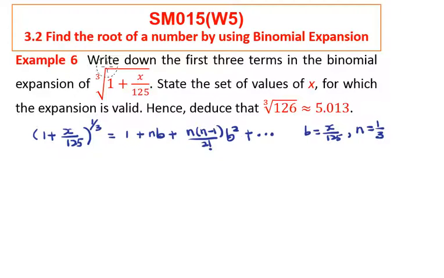Example 6. Write down the first three terms in the binomial expansion of the cube root of 1 plus x over 125. State the set of values of x for which the expansion is valid. Hence, deduce that the cube root of 126 is approximately 5.013. Let's start now.